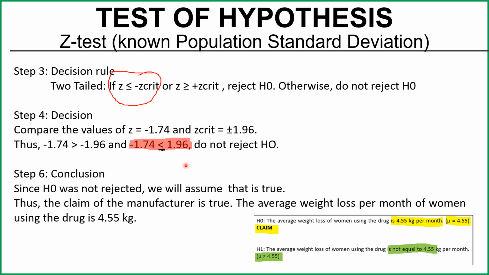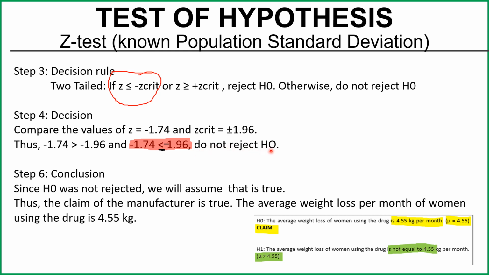So, the statement is definitely false because 1.74 is greater than negative 1.96. Please correct this one. This is negative 1.96, no? So, mas malaki po yung value ng 1.74 kesa sa negative 1.96. Kaya, since our condition is false, therefore, we will not reject the null.